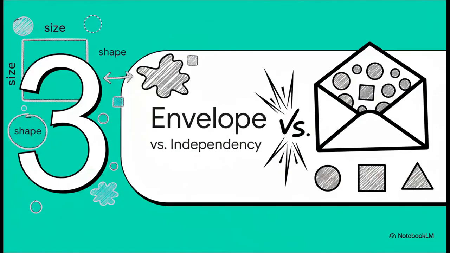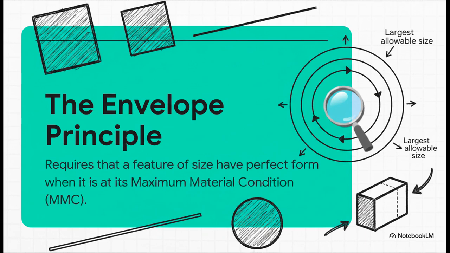And that brings us right to the main event of this whole explainer. It's the battle of the principles, envelope versus independency. And trust me, this isn't just some boring technical jargon. We're talking about a core, fundamental disagreement about the relationship between a part's size and its actual shape. All right, let's kick things off with the ASME default. You'll hear it called Rule Number 1 or the envelope principle.